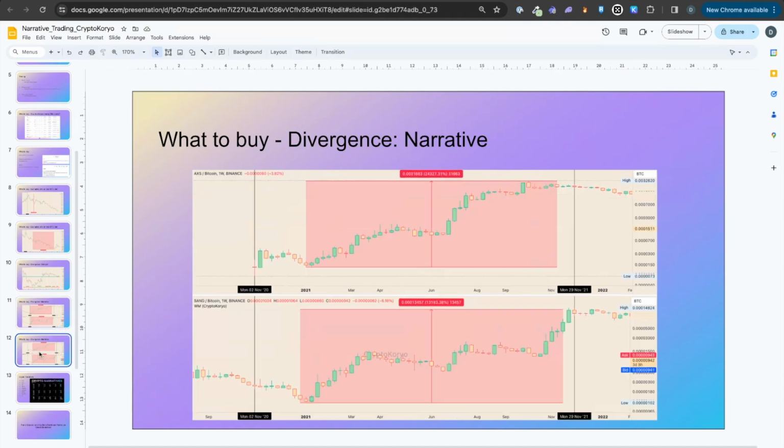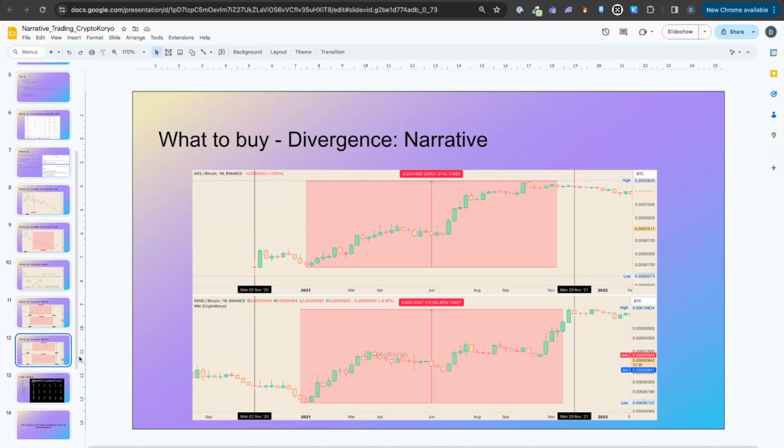Another one was actually GameFi, gaming assets during the same period of the bull market, where tokens like Axie Infinity or Sandbox or Gala, etc., they all also performed really strongly. And this is another scenario of narrative trading where a specific sector of crypto assets have actually outperformed Bitcoin in a very strong way. So this is the power of narrative trading.